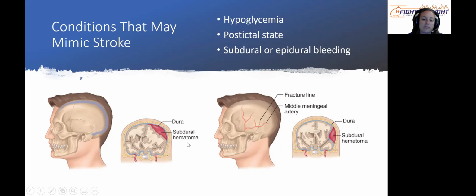Both of these are going to push on the brain. It doesn't matter. This extra blood is pushing in on this brain tissue here. This extra blood on the right is pushing on the brain tissue. So that's going to look like a stroke. It's going to make that part of the brain not function appropriately. Symptoms are going to be the same.